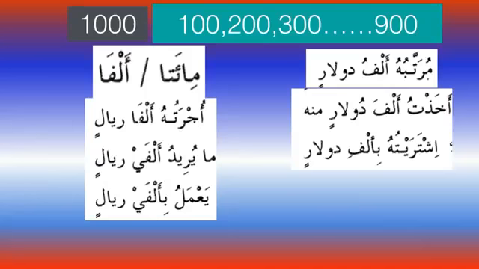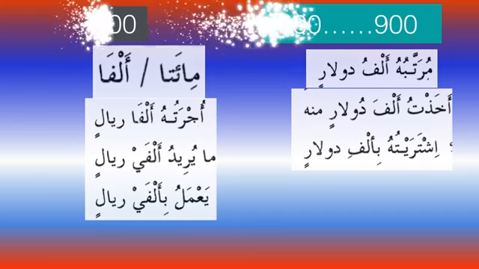Ya'malu, he works bi alfi riyalin, for $2,000. So this is what we need to understand for duals. They decline in a different way.